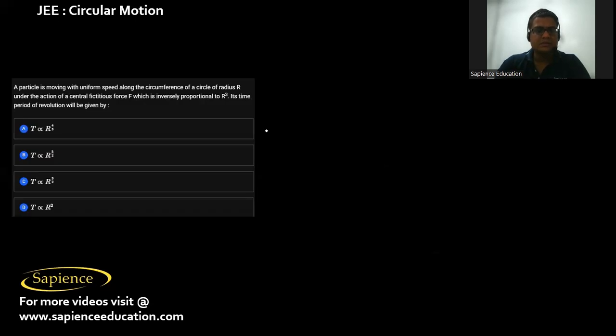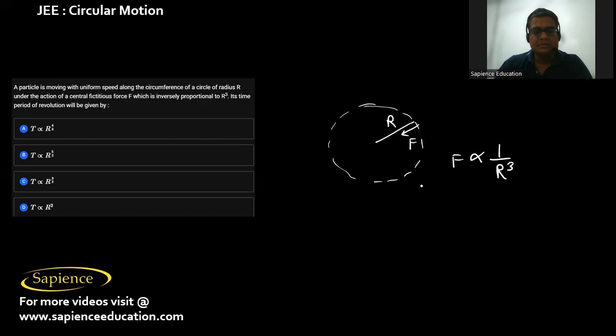Then here it is told a particle is moving with a uniform speed along the circumference of a circle of radius r under the action of a central fictitious force F, which is inversely proportional to r cube. Its time period of revolution will be given by: time period will be proportional to r power n, and n will be how much? That we have to find out.